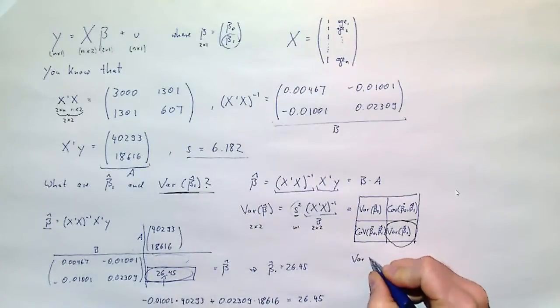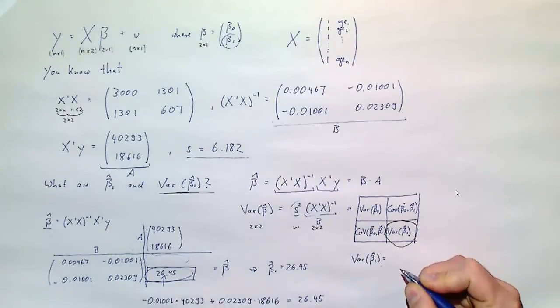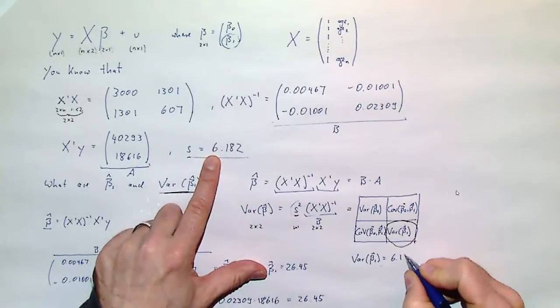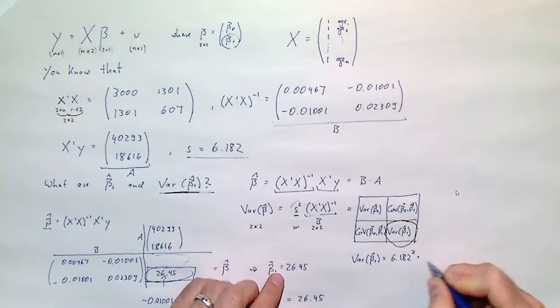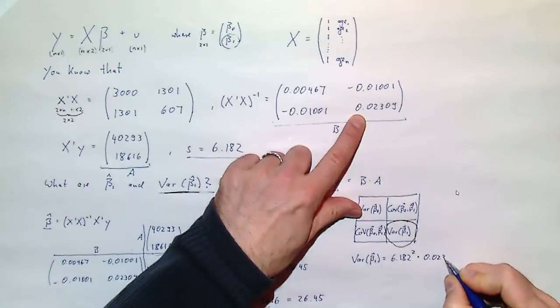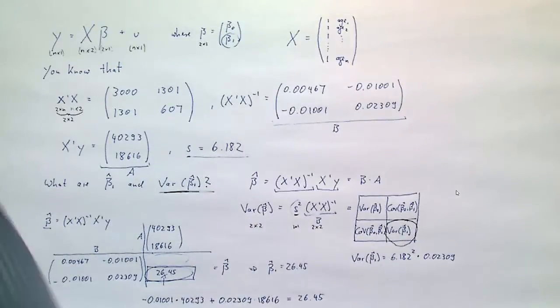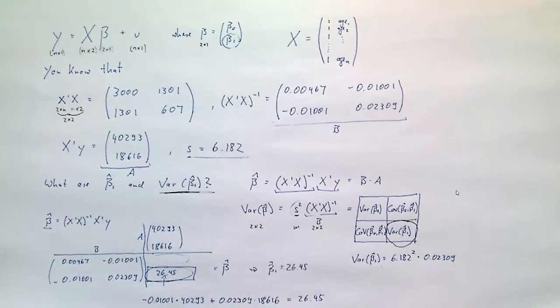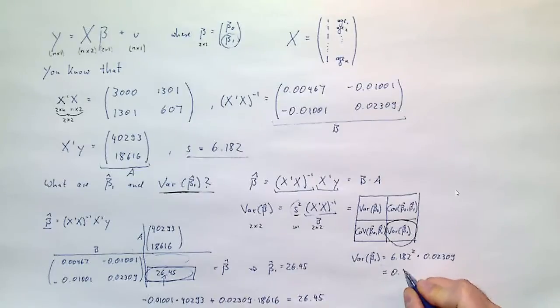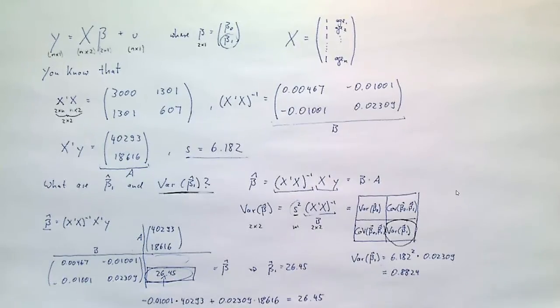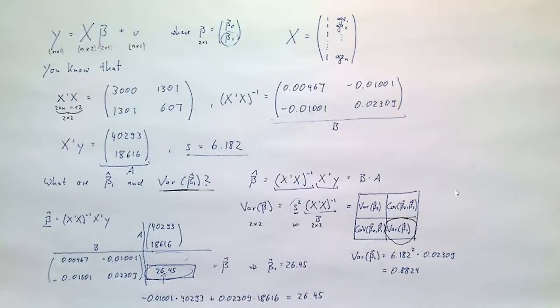So all we need to do is pick the 2, 2 element of x prime x inverse and multiply that with s squared. So we have 6.182 squared times the 2, 2 element of x prime x inverse, 0.02309, and the result of this is 0.8824. Okay, so that is the variance of the OLS estimator for beta 1 hat. And we answered our question.